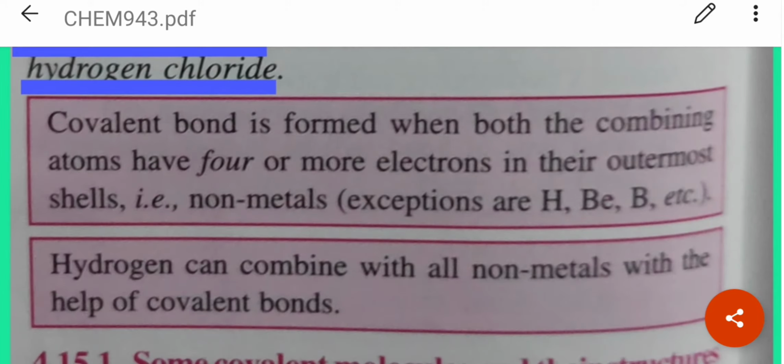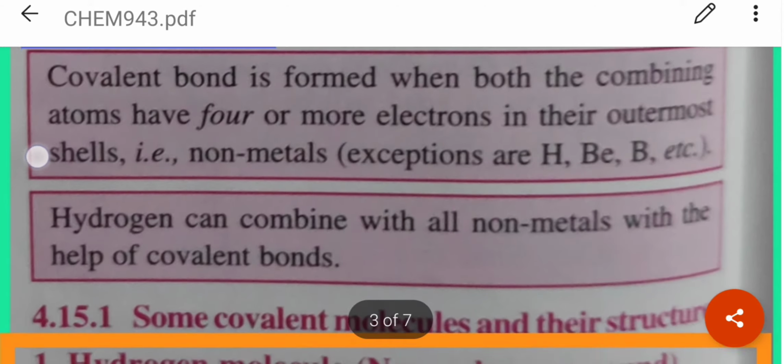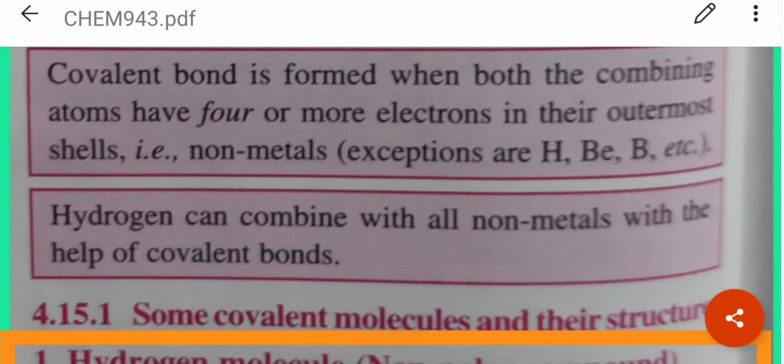Now a covalent bond is formed when both the combining atoms have 4 or more electrons in the outermost shell, that is, non-metals. Already I have discussed that a covalent bond is formed only by non-metals, and hydrogen can combine with all non-metals with the help of covalent bonds. Now I am going to discuss with you a few examples of covalent bonding which are in your syllabus.